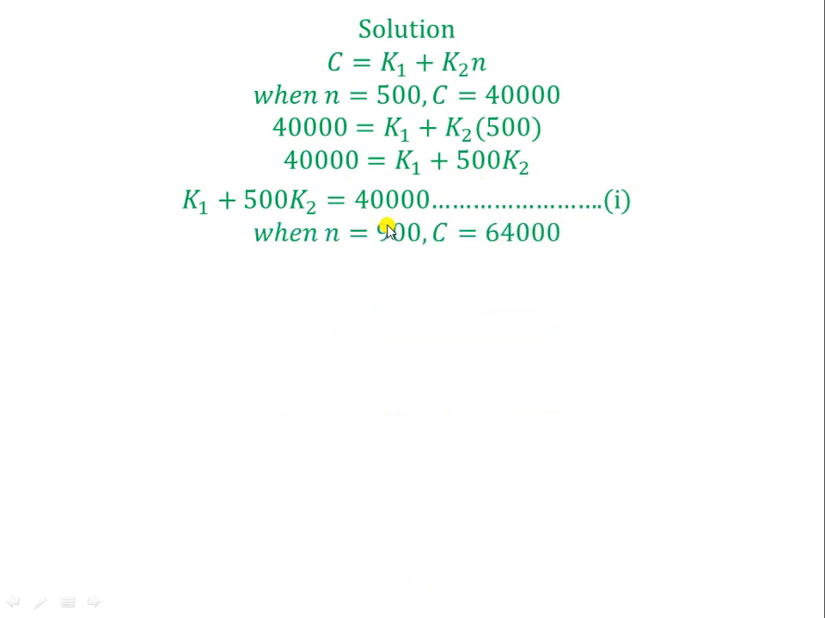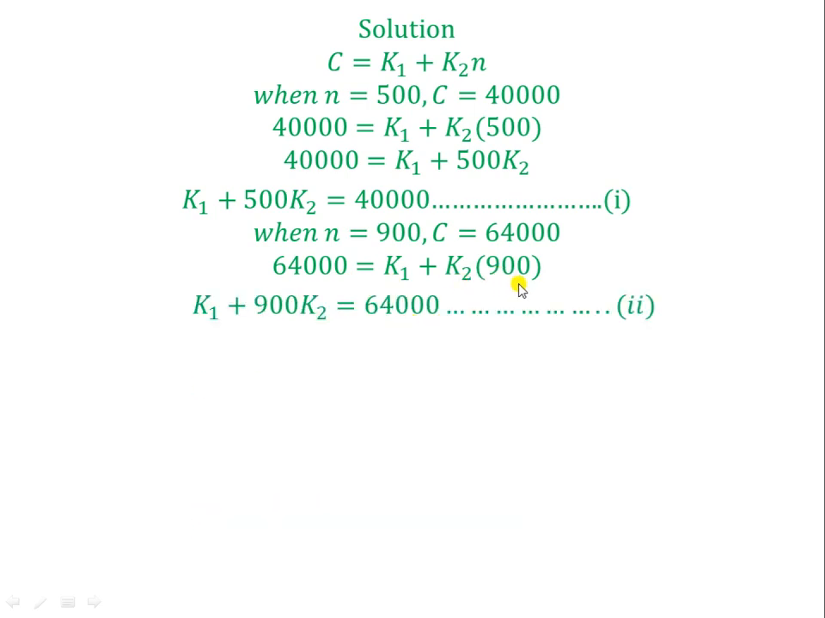Then the next conditions were also given as N as 900 when C is equals to 64,000. We again go back and substitute in the very original expression that we came up with. And when you do so, you will have 64,000 is equals to K1 plus K2 multiplied by 900. And that gives us K1 plus 900 K2 is equals to 64,000. And that is our equation 2. Now we simply solve these two equations again simultaneously. I am going to again say equation 2 minus equation 1 simply to eliminate K1.